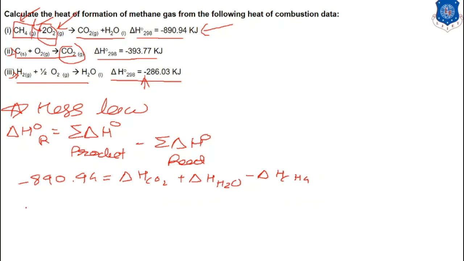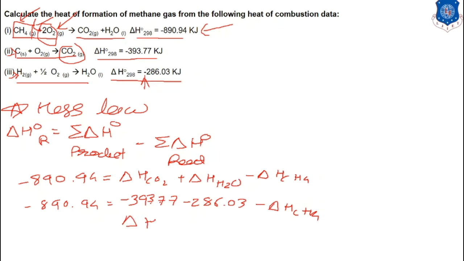So let's write again: minus 890.94 is equal to delta H of CO2, which is minus 393.77, minus 286.03, minus delta H of CH4. By calculating this, we will get the value of delta H of CH4, which is minus 74.90 kilojoule.